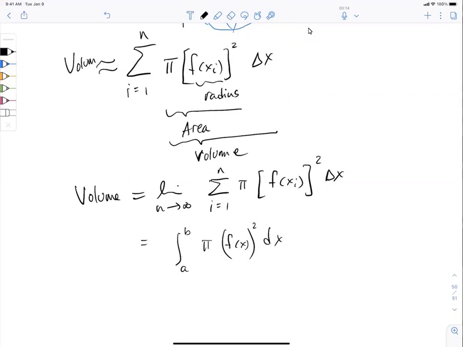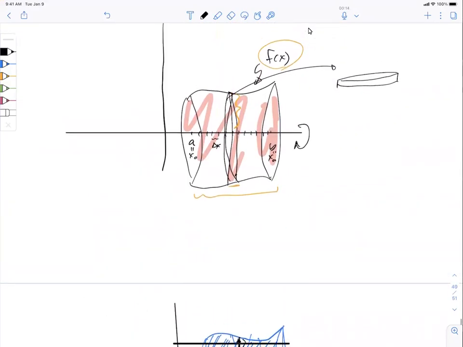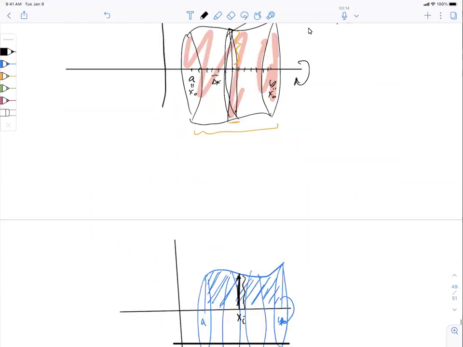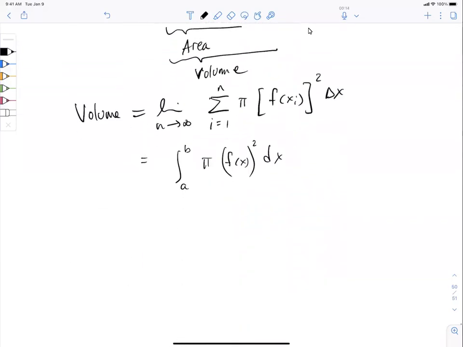That is why we call it the disk method, because the cross sections are always going to be disks. Remember, you're taking a line and rotating it about the x-axis, and you're going to end up with disks. So, for example, you remember the cone example? Let's do that again, but now with this understanding.